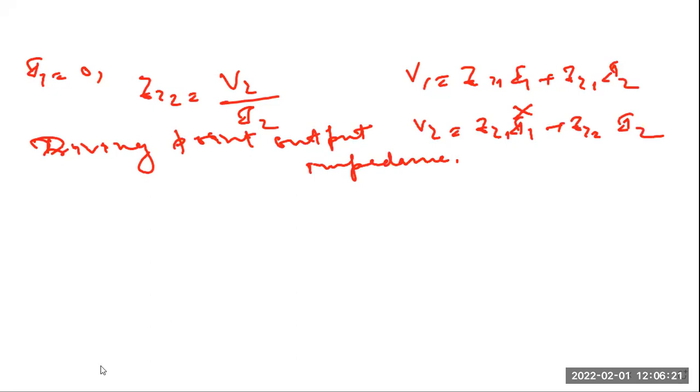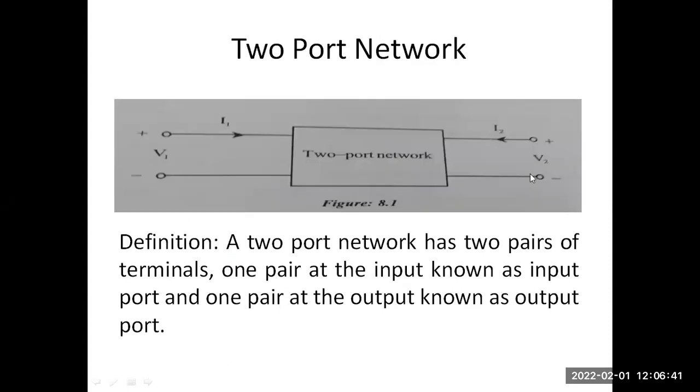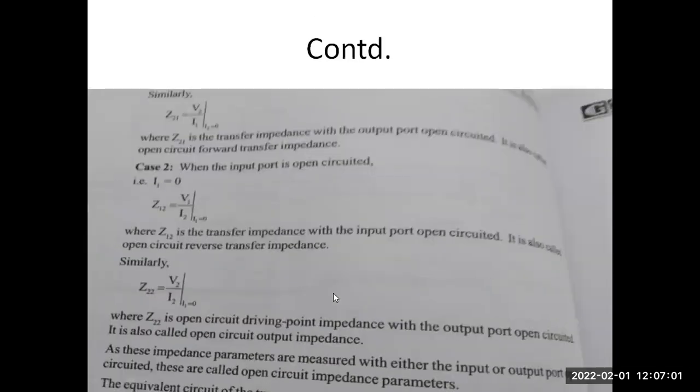So this way you can calculate Z11, the driving point impedance with output open circuit. I2 equal to 0 means on your output side there is no current, which is also known as the open circuit condition. So when the output side is open circuited, there is no connection on the output side. This value V1 by I1 is known as the driving point input impedance, and it is also called the open circuit input impedance. You just remember this is driving point input impedance.